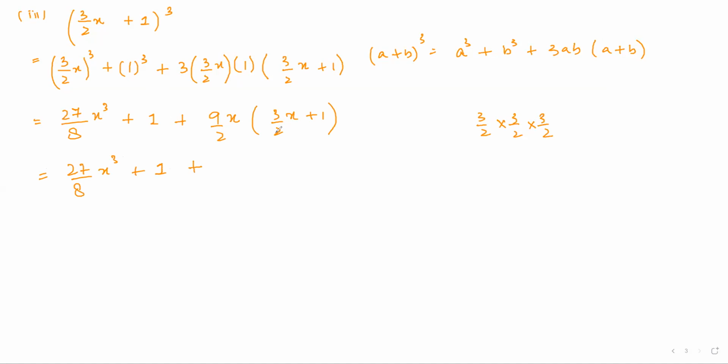27 by 8 x cube plus 1. Now you can multiply this. So 3 into 9 is 27. 2 into 2, 4, and x square, right? And then plus 9 by 2x. So you can write this in descending powers. That is 27 by 8 x cube plus 27 by 4 x square plus 9 by 2 x plus 1.